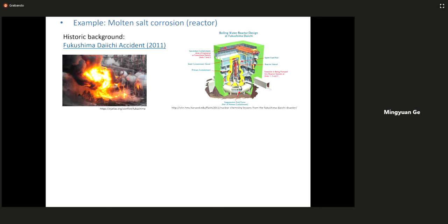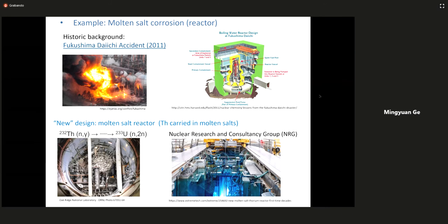Molten salt is composed of a kind of salt, like potassium chloride or cesium chloride. This coolant is much safer because it will not generate hydrogen, so there's no way to build up pressure. And this molten salt is very efficient in removing heat. So that's the development of the new generation of nuclear reactors. This image shows a reactor built in the Netherlands using the molten salt coolant.